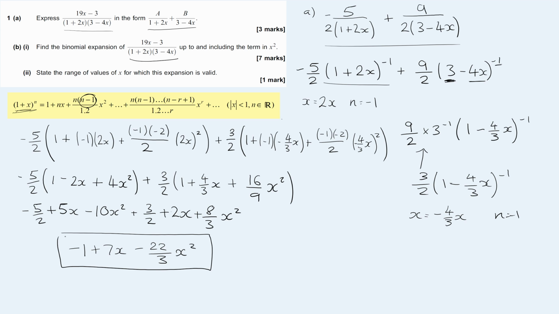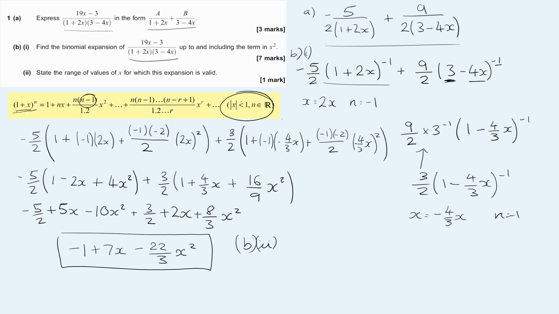So it's using what you did in part A and using the binomial expansions. So that's part B. Now we're looking at B part 2. Only 1 mark for this, but should be quite a straightforward mark to pick up. It's all about this bit. It's all about the range of values.